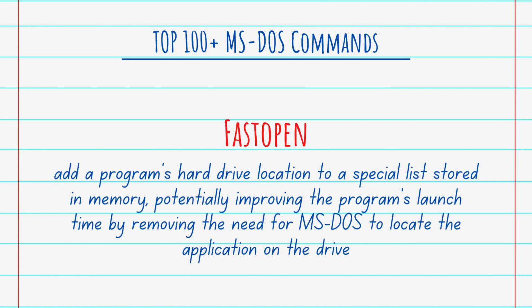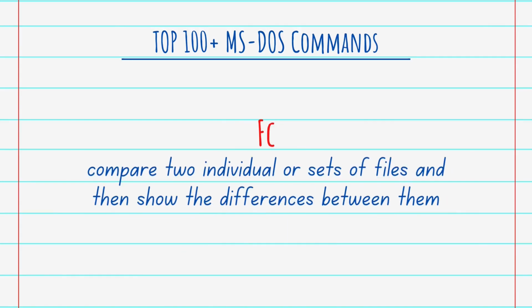Next is fastopen. The fastopen command is used to add a program's hard drive location to a special list stored in memory, potentially improving the program's launch time by removing the need for MS-DOS to locate the application on the drive. Next is the fc command. The fc command is used to compare two individual files or sets of files and then shows the differences between them.